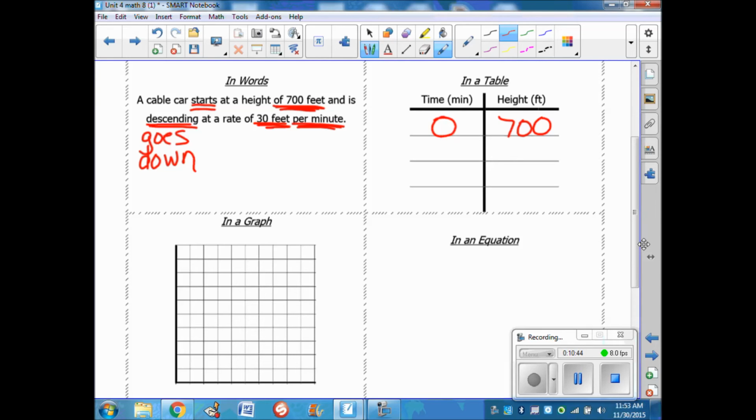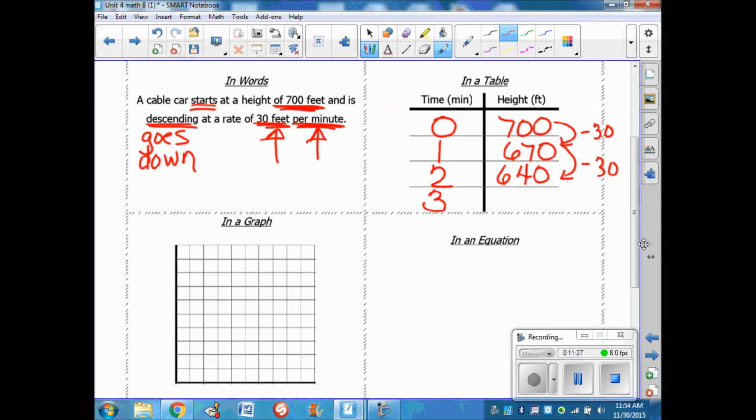Okay, so now what about time 1 minute? 1 minute has passed, and it says I'm descending, I'm going down at 30 feet every 1 minute. So if I started at 700 and I'm going down 30 feet, that puts me at 670. Okay. Well, what about at 2 minutes? I started and I went down 30, and now I'm going to do the same thing. I'm going down at that constant rate, so I'm going to subtract another 30, and that puts me at 640.